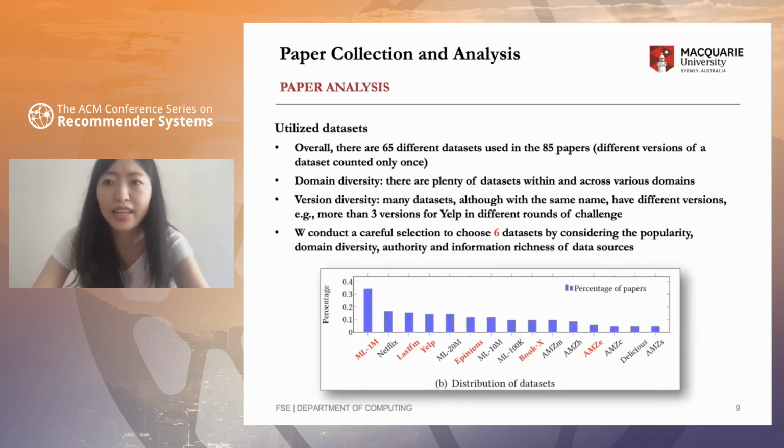Based on the paper collections, we do a comprehensive analysis. And first, we analyze the utilized data sets. Overall, there are 65 different data sets utilized in the 85 papers. And the figure shows the top 15 most popular utilized data sets in the paper collection. And we conduct a careful selection to choose 6 data sets by considering their popularity, the domain diversity, authority, and information richness of the data source.